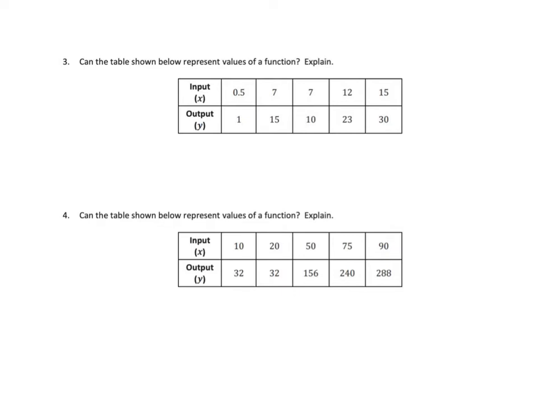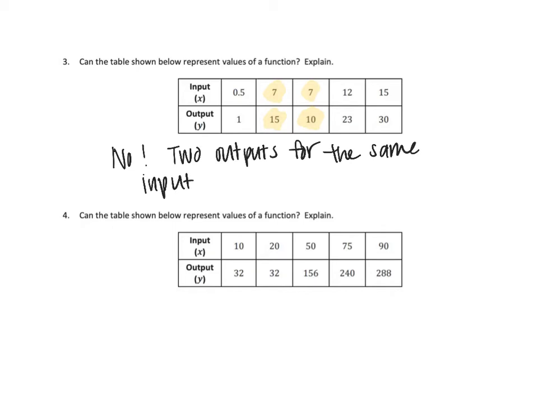All right, for the top one, you should have figured out that no, this is not a function. This 7 gives us a 15, and this 7 gives us a 10. So this is a no. There's 2 outputs for the same input. 7 gives you 15, and then it also says 7 gives you 10. This doesn't make sense.